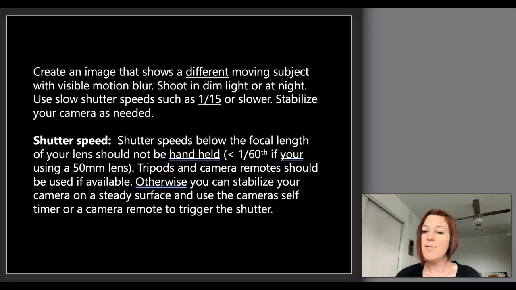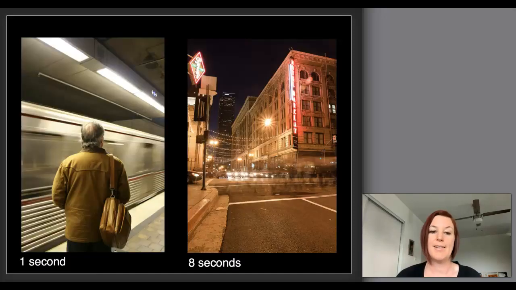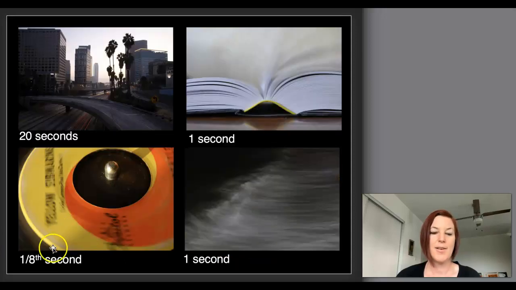So you want to have different subjects for the shutter speed half of the assignment, for the motion half of the assignment. So for this one, again, you want to shoot in pretty dim environments. That's going to be helpful, and you want to use fairly slow shutter speeds, such as 1/15 or slower. And again, you will have to stabilize your camera on a tripod or other steady surface as needed.